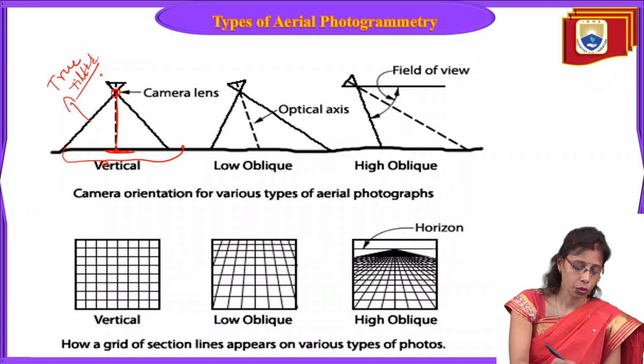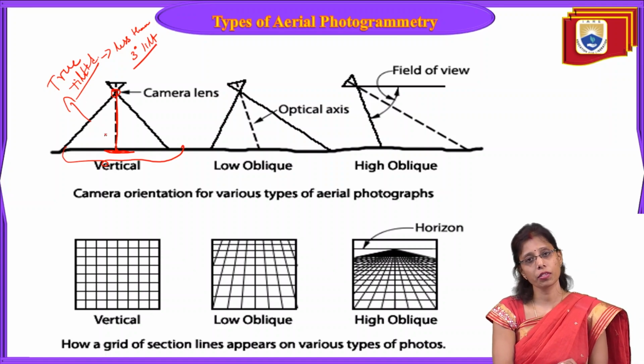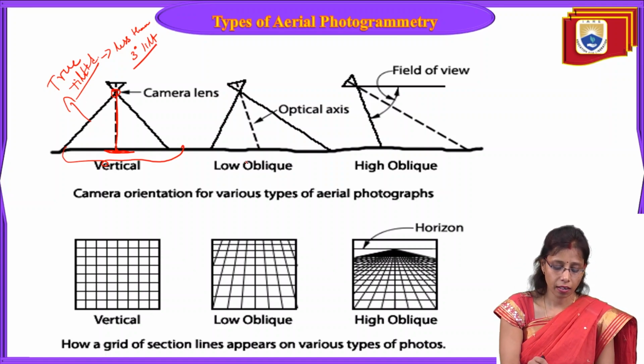True and tilted. True means exactly vertical, there is no tilt at all. And tilted is less than 3 degrees tilt, only less than 3 degrees tilt. These two types of photograph are called vertical. Now let us see what is oblique.